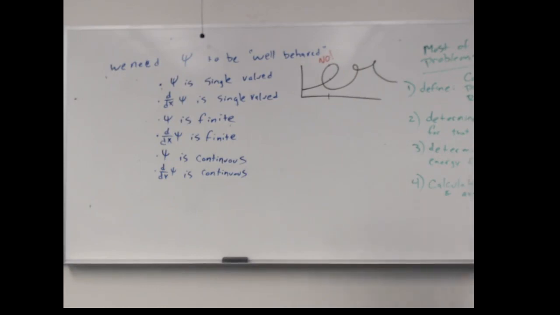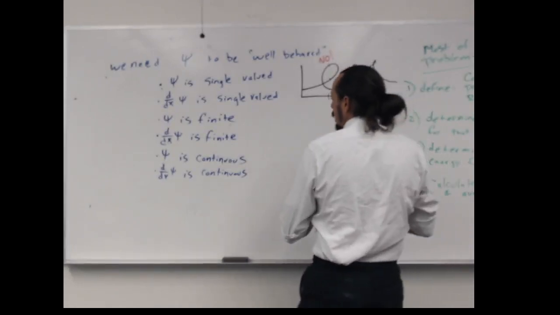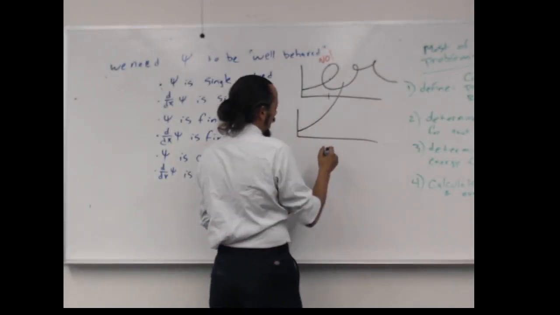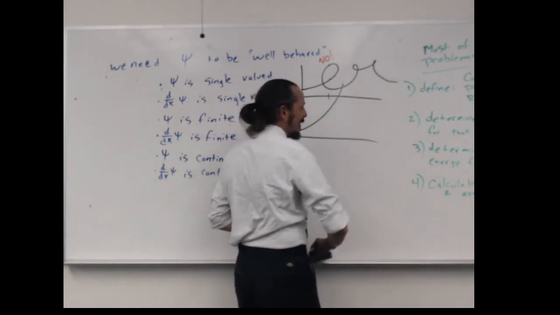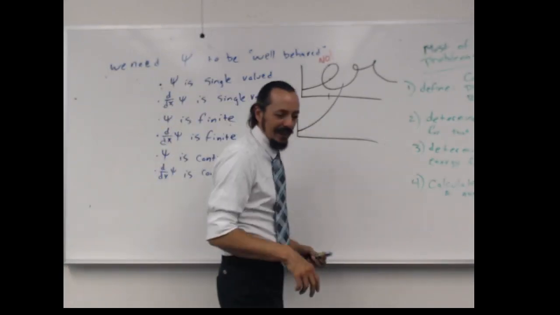For it to be finite, we can't have things that blow up. I didn't mean to draw it into the other one, just got carried away. I guess that's what finite is: if things blow up to infinity, it's not finite. So that's going to be another problem we have. That's something else that can't happen.